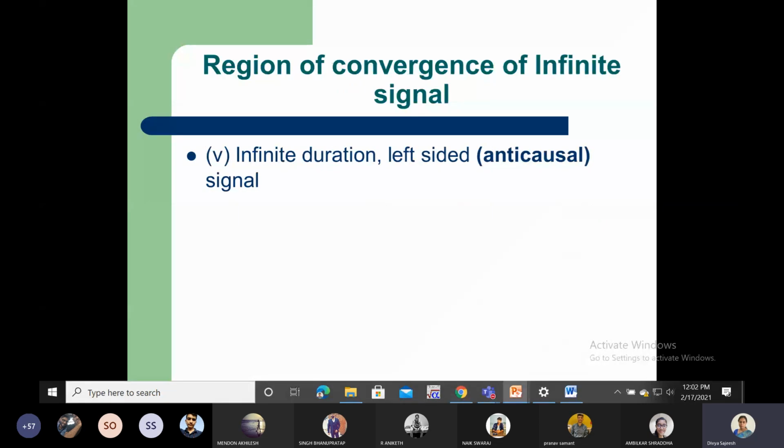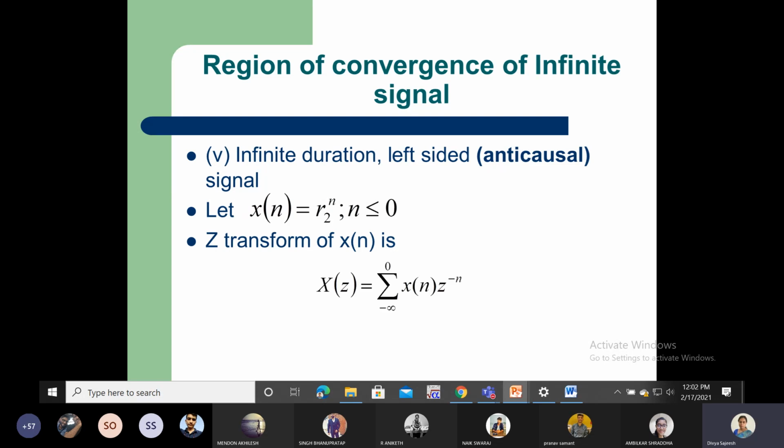Now similarly, I can go for the next category, which is the left-sided signal or the anti-causal signal. For that, again define the signal x of n, which I am renaming as R2 raised to n, since we took R1 earlier. Since it is left-sided, the limits of n should lie on the left side, so n should be less than or equal to 0. The Z transform of the signal is again given by the same general formula, which exists from minus infinity to plus infinity.